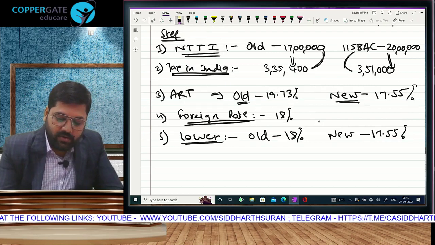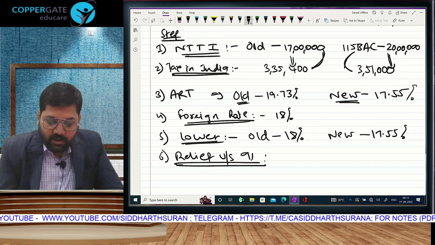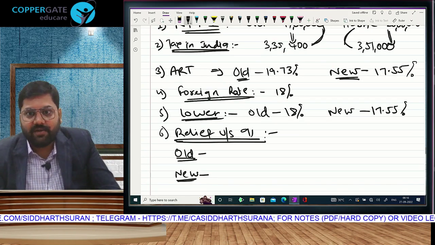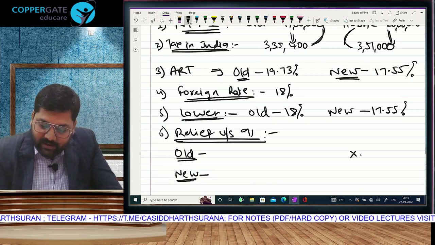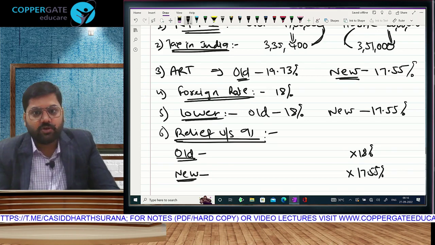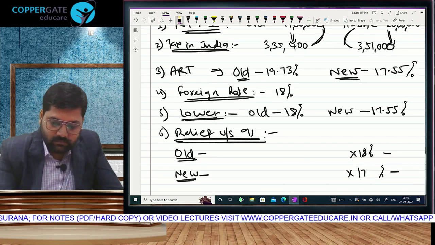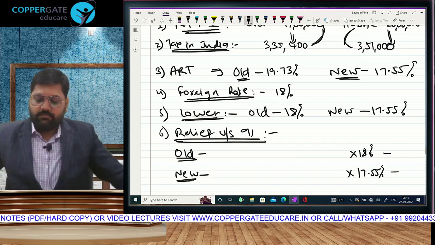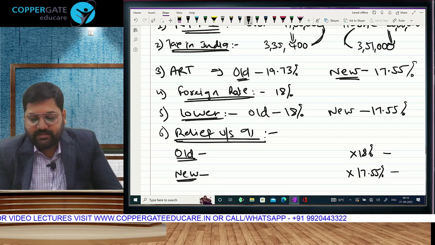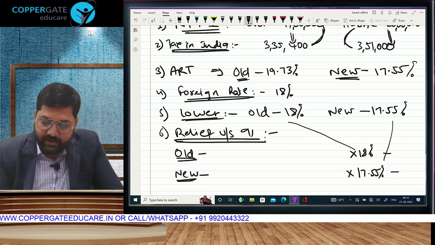And in no time, do you realize we have reached our relief calculation? Relief under section 91. But this relief also has to be calculated regime by regime. How much relief will I get if I am in the old regime? How much relief will I get in the new regime? I am also clear that the old regime's relief is 18% and the new regime's relief is 17.55%. Are we also clear about that fact? Correct. Absolutely correct. Because we have identified, in old 18, in new 17.55.